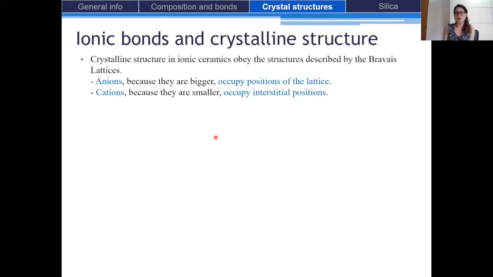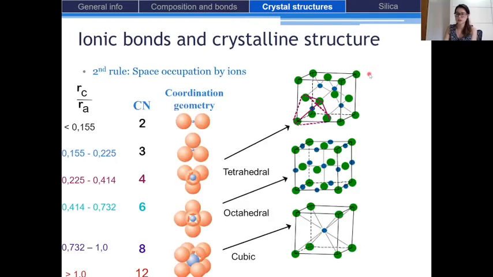Okay, so the crystalline structure in ionic ceramics obeys the structures described by the Bravais lattices. Anions, because they are bigger, occupy positions of the lattice, whereas cations, because they are smaller, occupy interstitial positions. As you can see in this example, the anions are presented in green, and the cations that occupy interstitial positions are represented as smaller blue points.